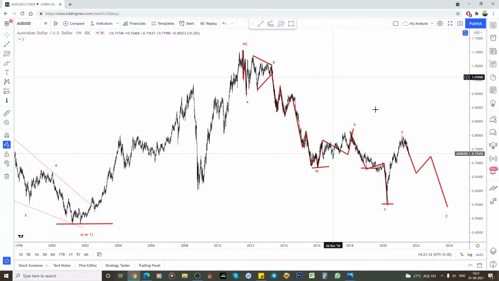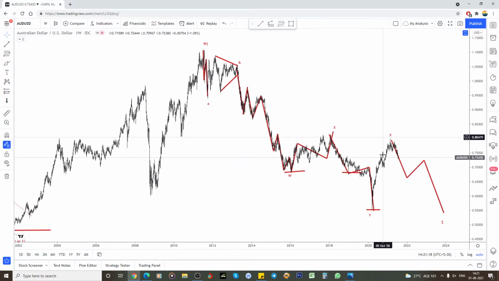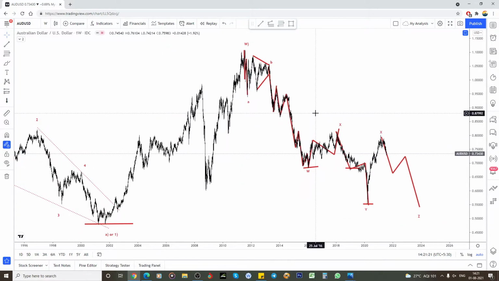So whether it is going to make this or not, for this one we need to correlate the DXY, Australian, New Zealand dollar, and all the pairs, Euro USD, GBP USD, right? So everything, and what we did already is Euro USD, still one more low is possible. GBP USD, still one more low is possible.